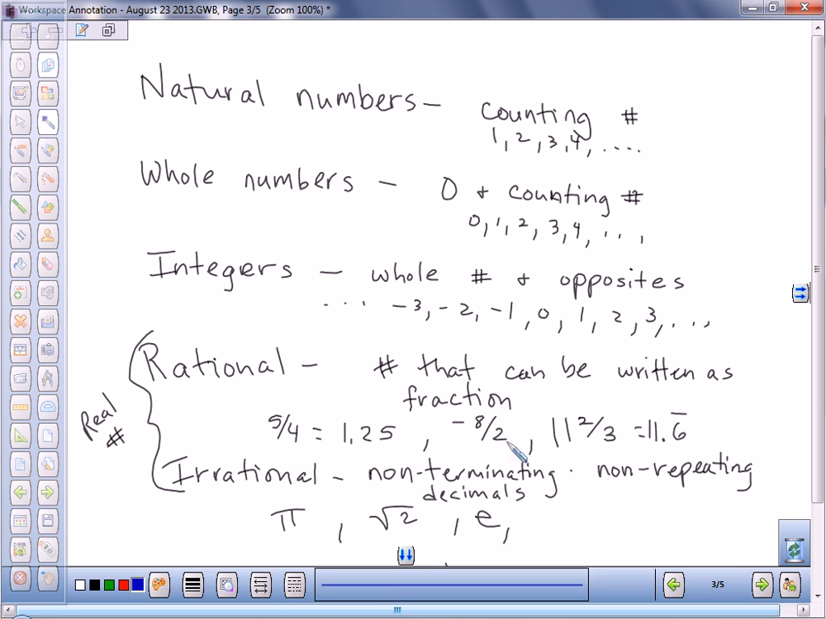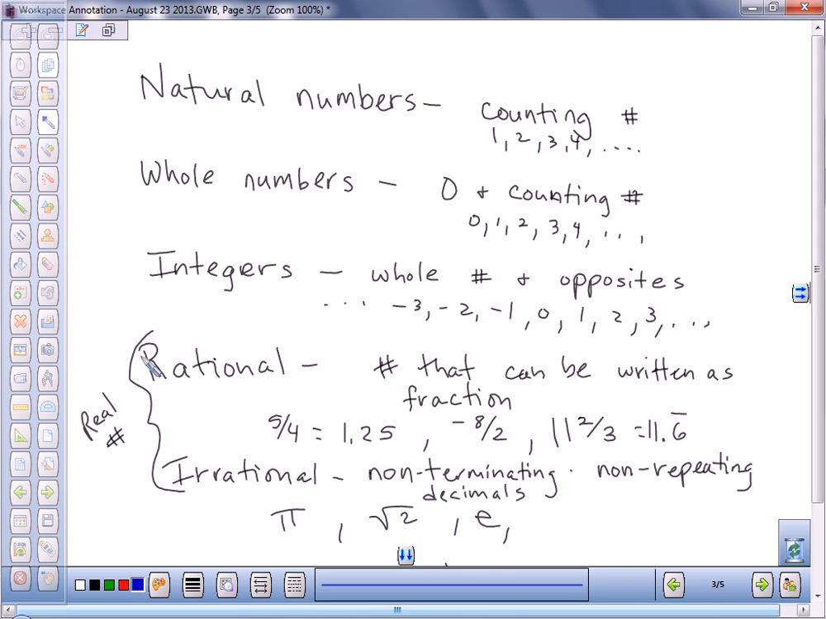Irrational numbers are those non-terminating, non-repeating decimals, like pi. Square roots we don't know the square root of, like square root of 2, square root of 7, square root of 11. E is another non-terminating, non-repeating decimal. And both of these make up our real numbers.